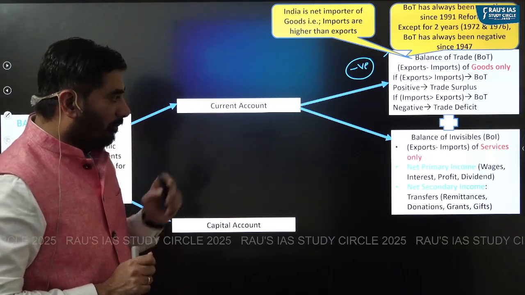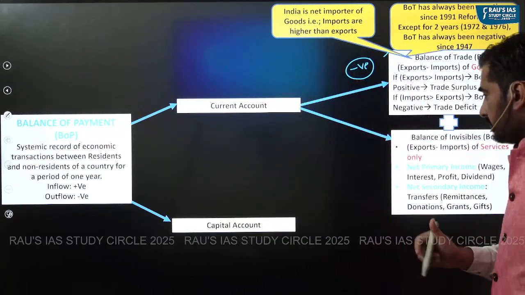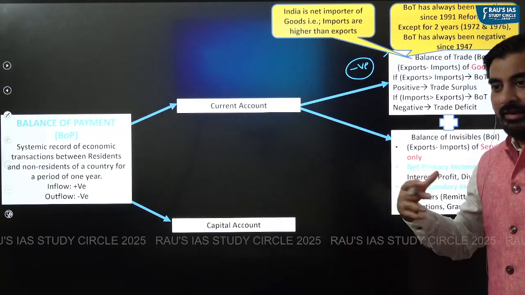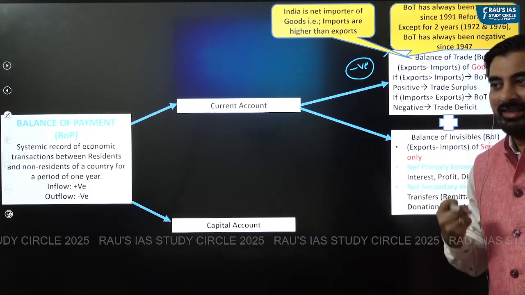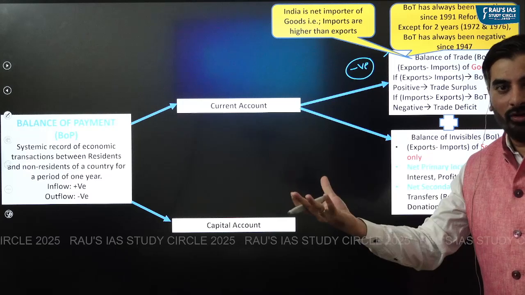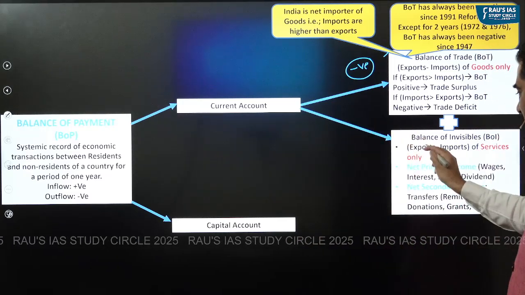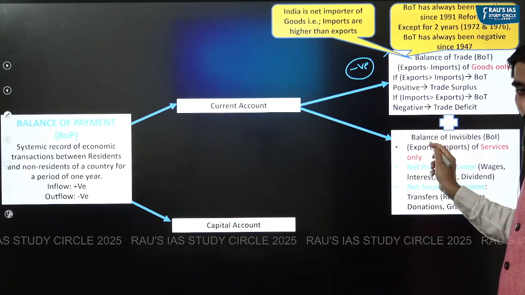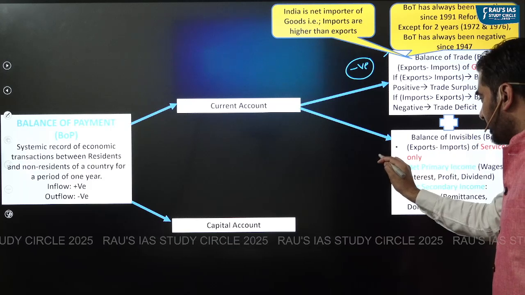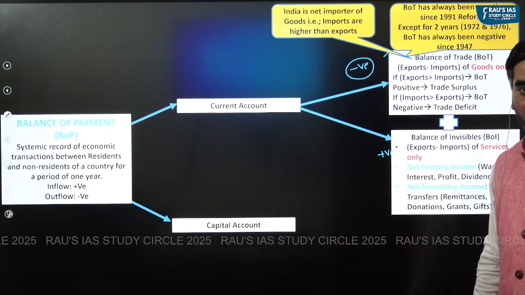What about balance of invisibles? Let's see here one by one. India is a net importer of goods, but the good thing is India is a net exporter of services. Net exporter of services means export of services from India is more than the import of services. So this value for India is always positive.